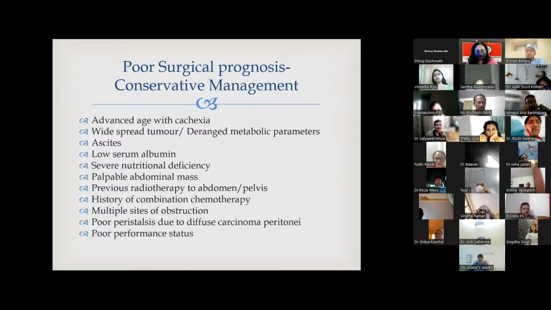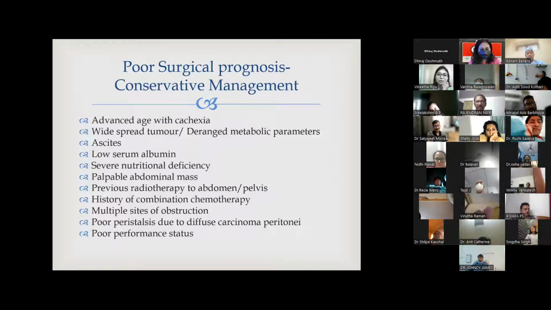So poor surgical prognosis would be advanced stage with cachexia, wide tumor spread, ascites, low serum albumin, severe nutritional deficiency, palpable abdominal mass, or any previous radiotherapy to the abdomen or pelvis, because in these situations it is pretty sure that these patients are going to have a lot of adhesions. So it's not going to be just one obstructive site there.